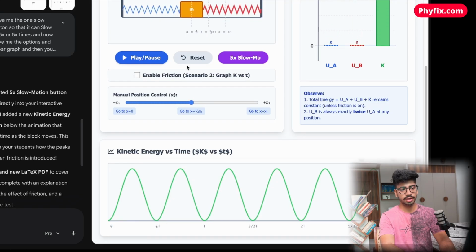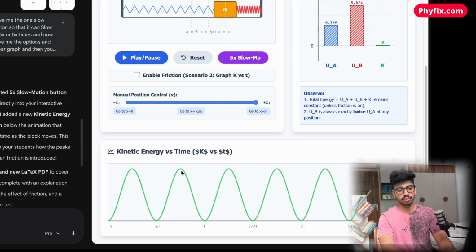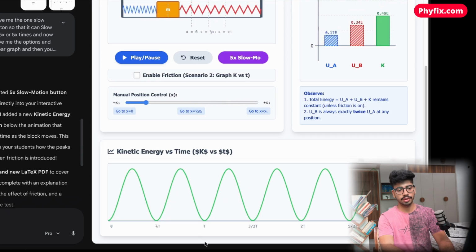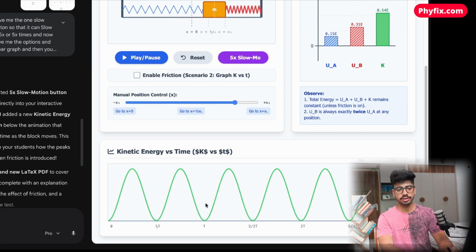At the half of that, it is going to reach this point. So kinetic energy becomes 0. And then at the 3t/4 and the complete time period t. So the oscillations, as you can see.